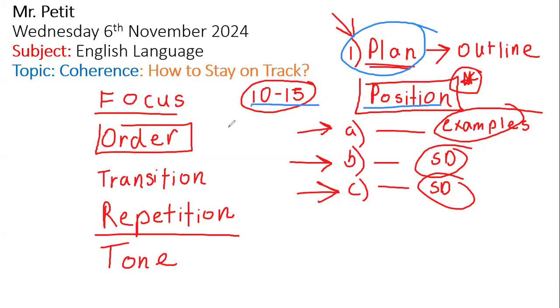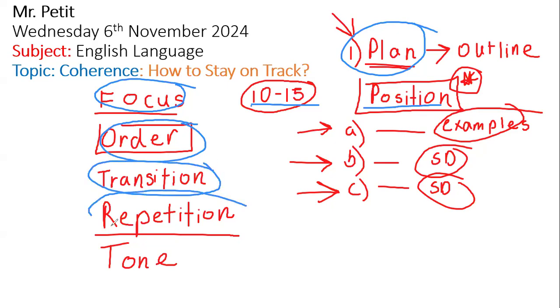And then what else is going to keep you on track is remaining focused on the topic. That means always looking at the question, making sure you're answering it properly, making sure that you are orderly and organized, making sure that you rightly use transitions, making sure you repeat ideas and positions, and making sure that you have a consistent point of view. Those are all things that can help you to be coherent.